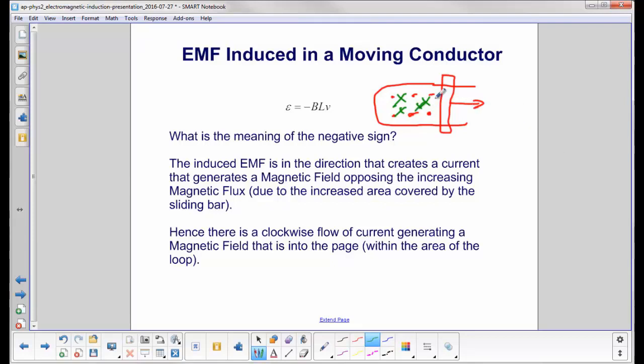So which way would current have to flow in this wire to get a magnetic field like that? You would use your right-hand grip rule, and that would tell you that the current flows this way, in the clockwise direction.